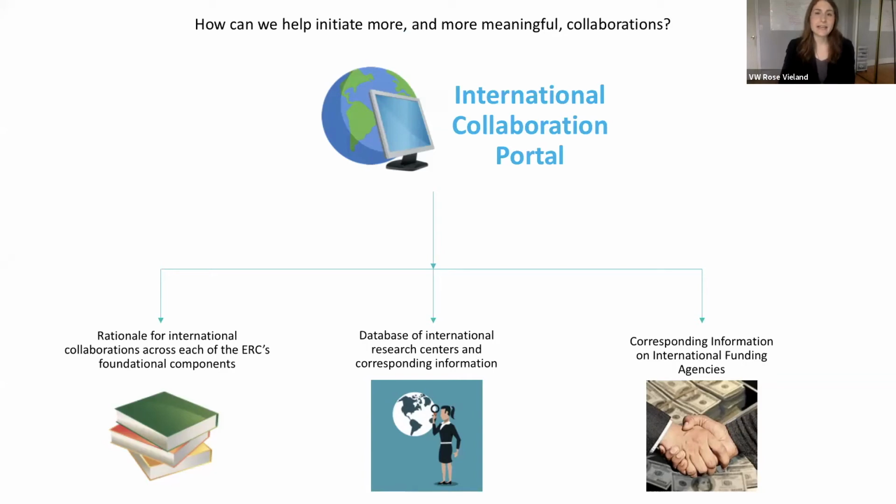First is a rationale for international collaborations across each of the ERC's foundational components. This was written to help ERCs understand the potential added value of international collaborations as they can contribute to an ERC's broader impact and intellectual merit, but can also be used by other stakeholders as a jumping off point into literature around international collaborations. Second, a database of international engineering research centers and corresponding information of interest on those centers.